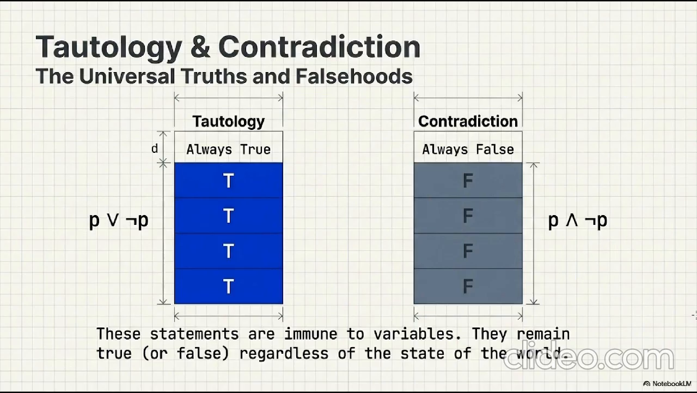And then tautology and contradiction. A tautology is a statement that is always true, no matter the truth values. For example, P or not P. A contradiction is always false, like P and not P. These statements do not depend on the variables. They represent universal truth or universal falsehood.